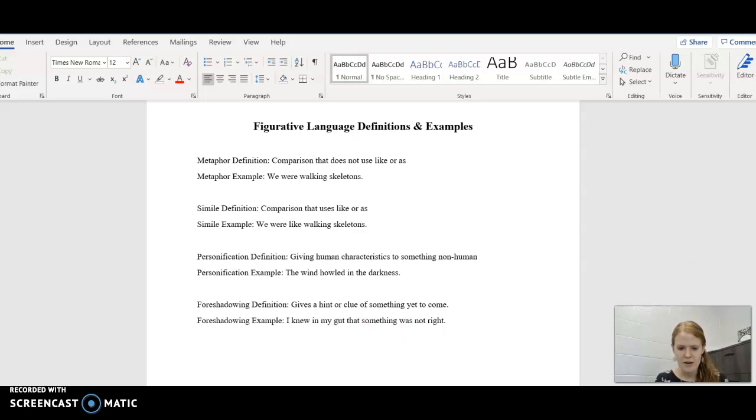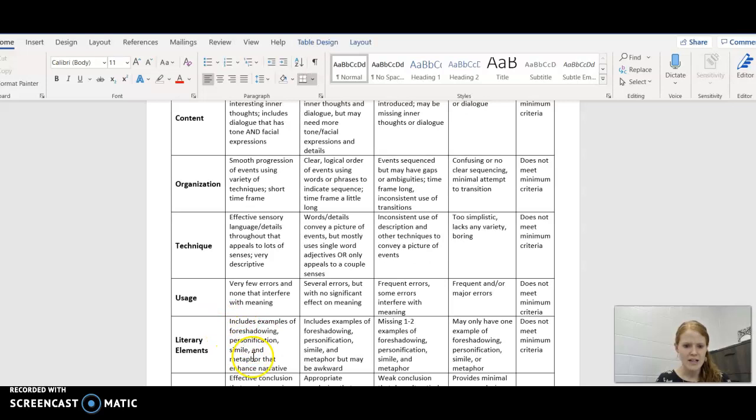And remember, your rubric clearly states that it has to enhance the narrative. So make sure you're not just awkwardly throwing in a metaphor because you need one. It should be purposeful, and it should really describe something in detail that helps your reader understand your situation and your hardship in a little more detail.